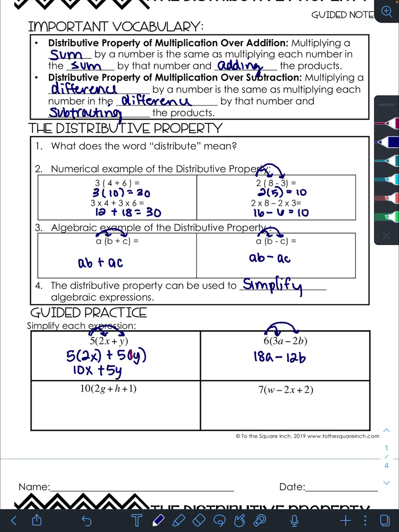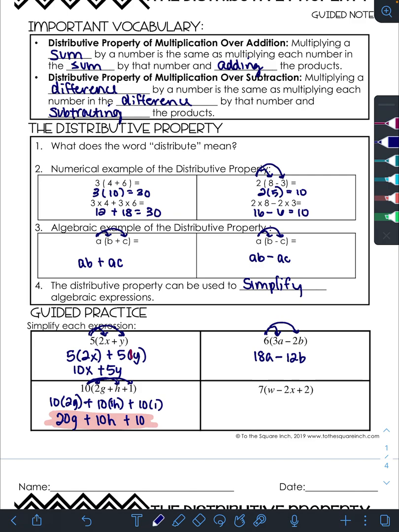And on this one, now I have more than 2 things inside my parentheses, so I still hand it out the same. So 10 times 2g, plus 10 times h, plus 10 times 1. So again, I assume there's a 1 in front of that h. So 10 times 2 is 20. I bring my g with it. 10 times 1 is 10. I bring the h with it. And then 10 times 1 is just 10. So my simplified, as simple as I can go, my simplified version solution would be this.